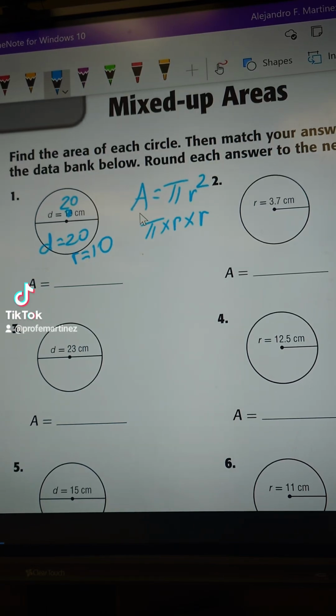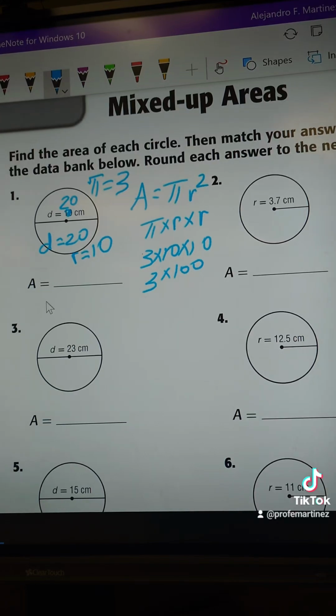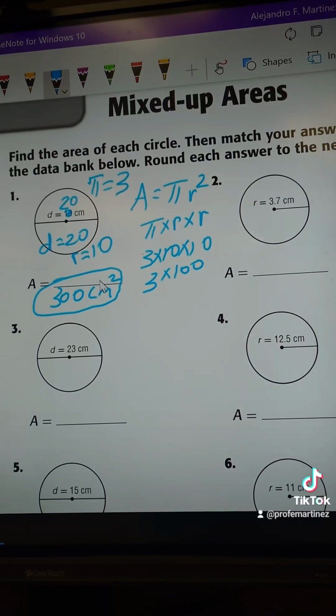And so now I'm going to use the same thing. Pi is approximately 3. So it's 3 times the radius times the radius. 10 times 10 is 100. And 3 times 100 is 300. So this is 300 centimeters squared, or square centimeters. You must keep the 2 on the units because it's a square. Area is measured in square units.